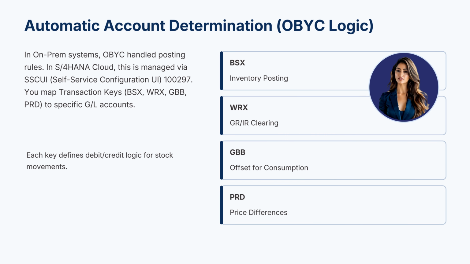Automatic account determination (OBYC) logic. In legacy SAP, OBYC governed this mapping. In S/4HANA Cloud, it's managed through SSCUI, automatic account determination. Each transaction key, such as BSX, inventory, GRIR, GBB, consumption, and PRD, price difference, defines how values are posted. It's this table that connects every goods movement to the right GL account.